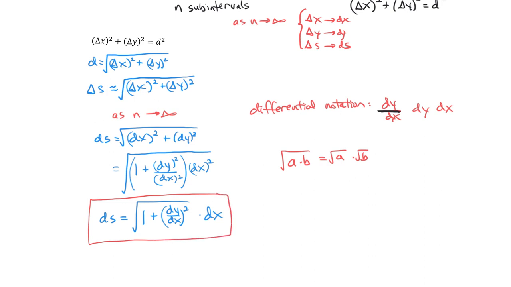So the limiting value of that arc length delta s is ds. And what we're going to do with this is sum all of the ds pieces using integration to find the length of the curve.